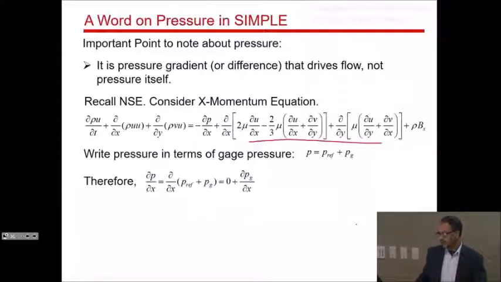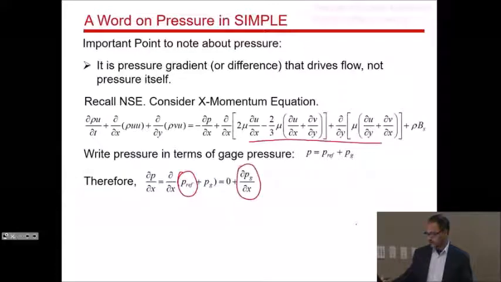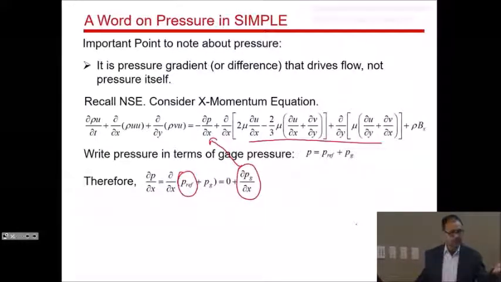If you do that, and now you look at that term, dp/dx is d/dx of (p_ref + p_g). The reference is a constant quantity, so its derivative is 0. So I can take this and substitute it in here. My entire Navier-Stokes equation now has gauge pressure. It has no absolute pressure in it. That's the same thing as saying difference in gauge pressure is the same as difference in pressure, and so we can use them interchangeably.